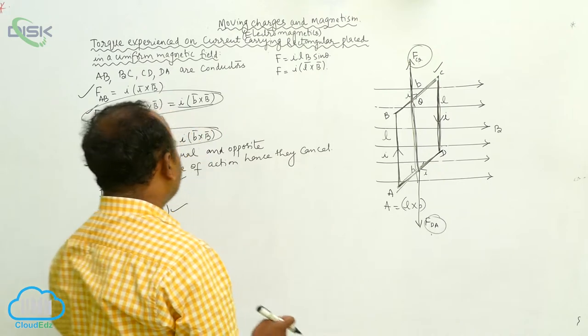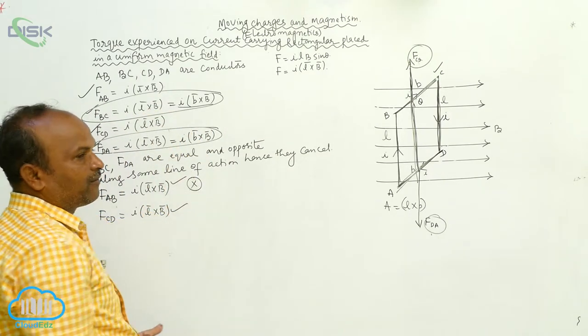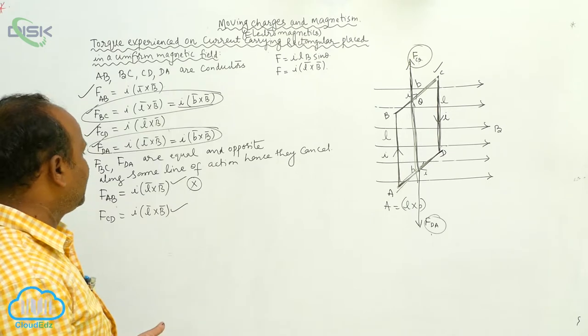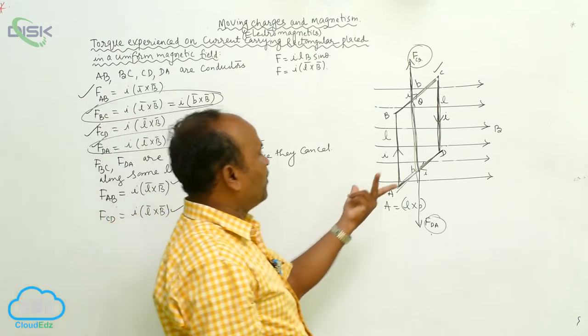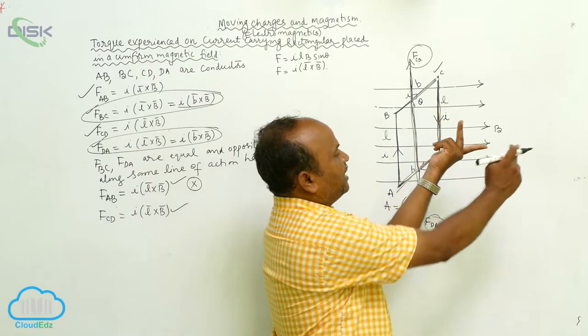Therefore, the force acting on AB is the inward force. Inward force is represented by a cross. Next, what is the force acting on CD? Now, what is the magnetic field? Magnetic field is like this.